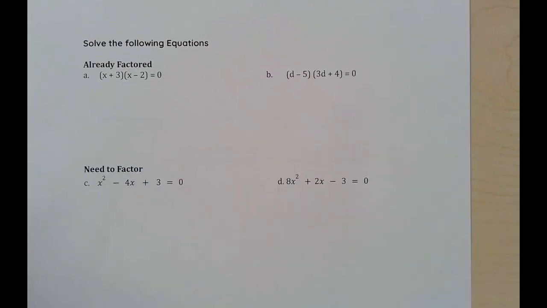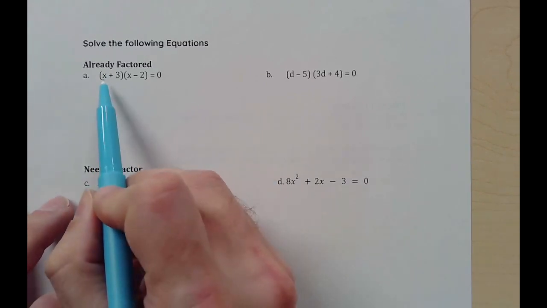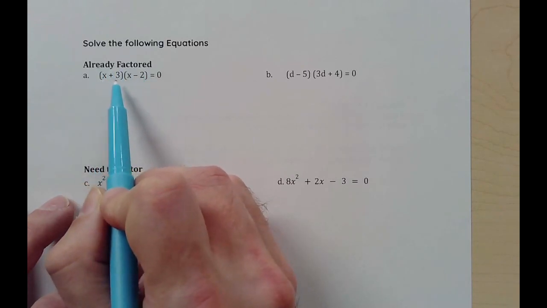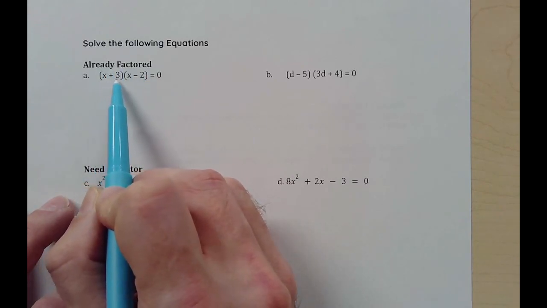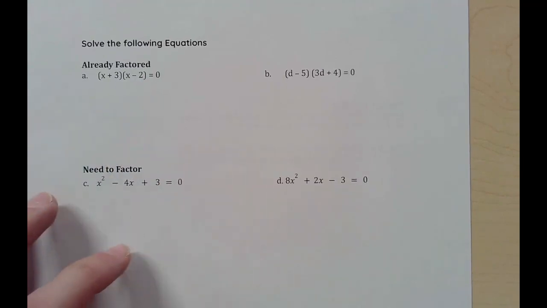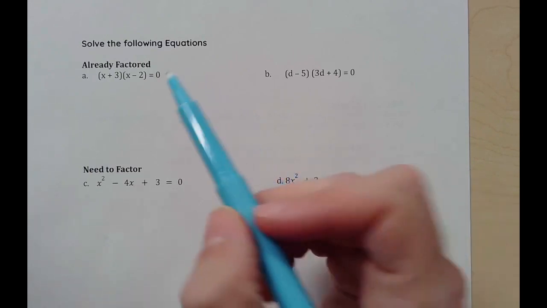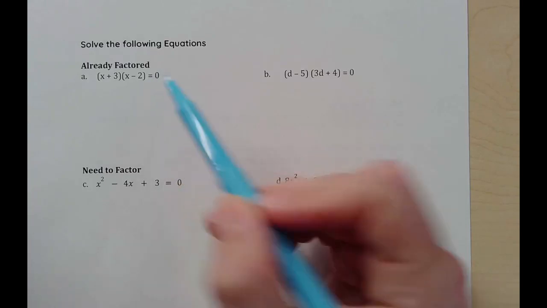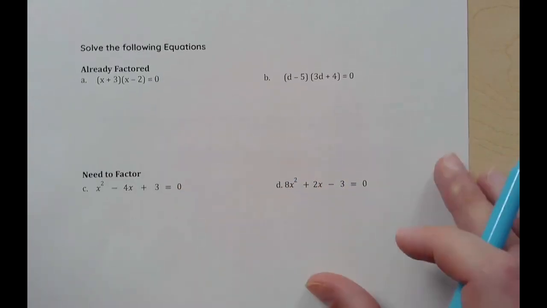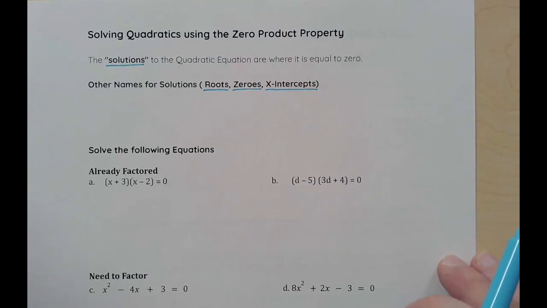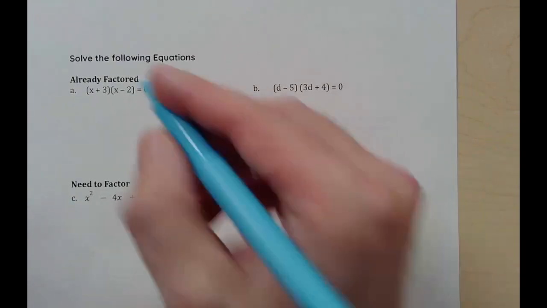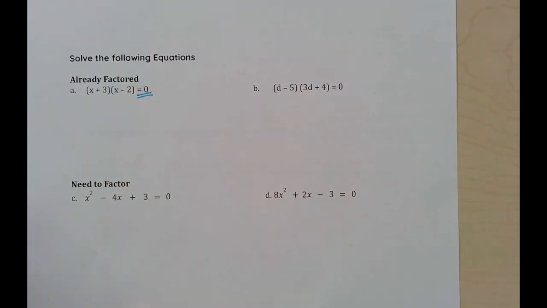So let's go first to A. A should look familiar. It's our quadratic when it's already factored. This is what we've had a huge emphasis and focus on in the last couple of days, how do I get this factored form from my quadratic? The difference here is instead of a quadratic expression, we now have a quadratic equation. It's an equation because it's equal to a value. In this case, it's 0. Going back to the top, the solutions to the quadratic equation are where it is equal to 0. So that's always what we need. We always want this equaling 0.